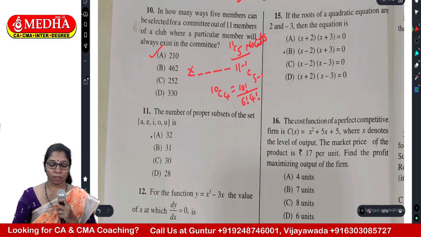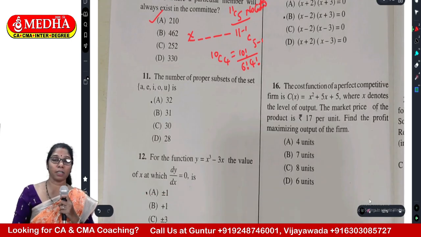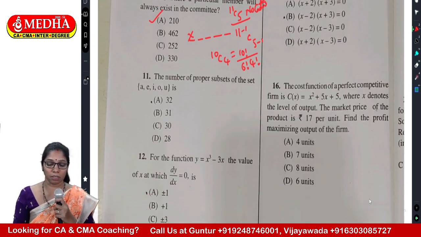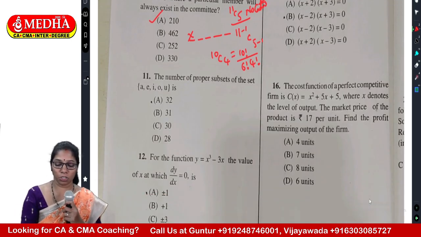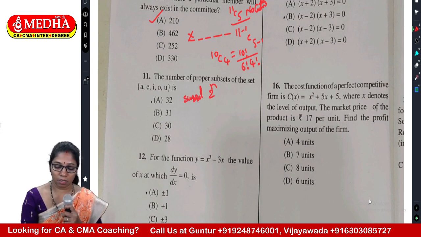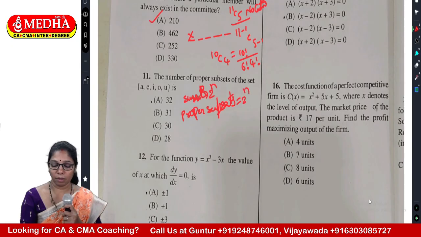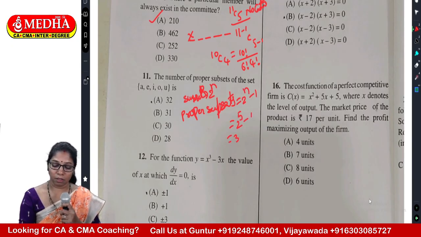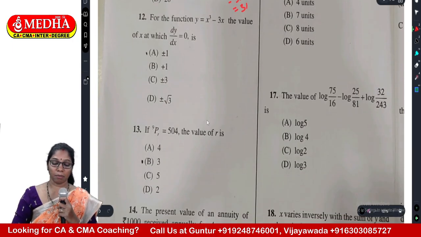Next question number 11, the number of proper subsets of a set AEIOU. There are 5 elements in the set. Number of subsets is 2 power n, but they asked for the number of proper subsets. Proper subsets is equal to 2 power n minus 1, there are 5 elements, that is 2 power 5 minus 1, 32 minus 1, 31. Option B.